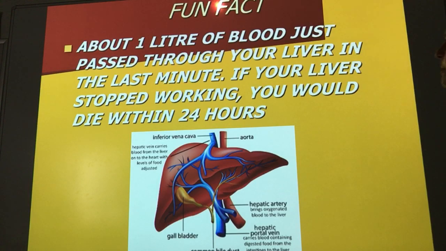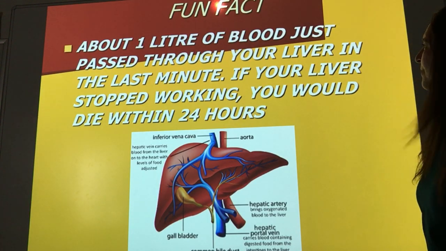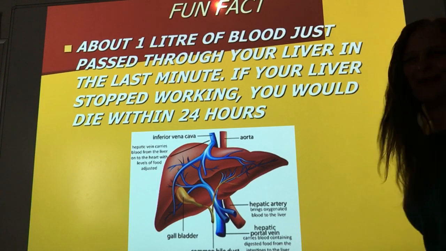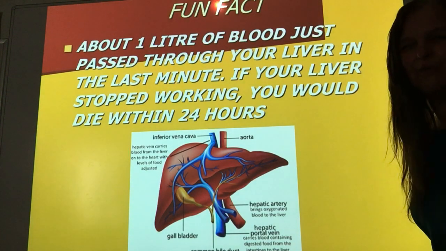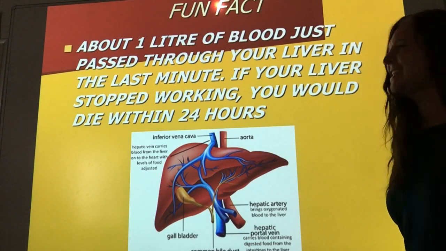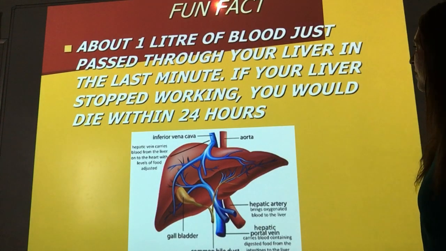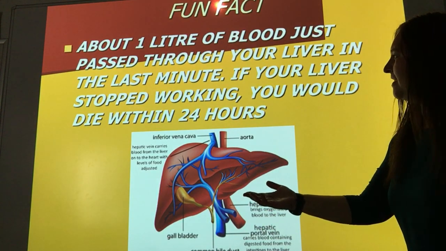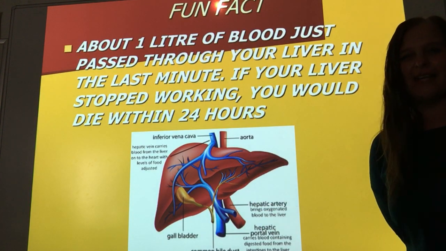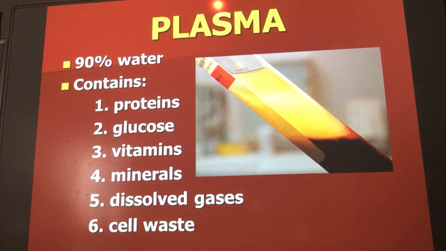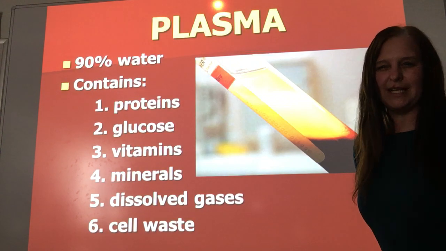Oh, a fun fact: about 1 liter of blood just passed through your liver in the last minute. And I forget which class was asking me how long you could live without a spleen, how long you could live without a pancreas. I like that that's how you think when we take these structures. If your liver stopped working, you would die within 24 hours. So we've already talked about the liver in another unit, so we're going to talk about it again in the circulatory system as well.